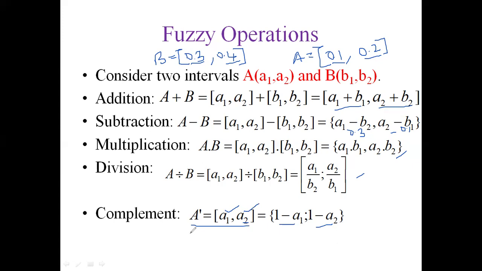For the complementary function, you can only take one term at a time. You cannot take both A and B like this. Suppose we take the complement for B dash, we can write B dash is equal to 1 minus B1, comma, 1 minus B2, like this.